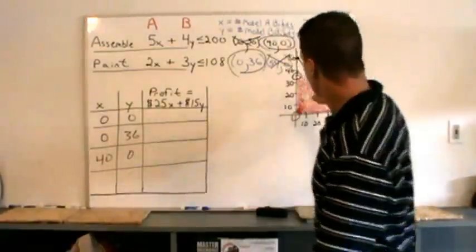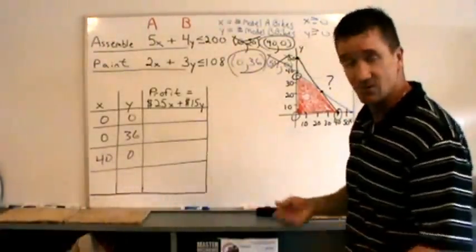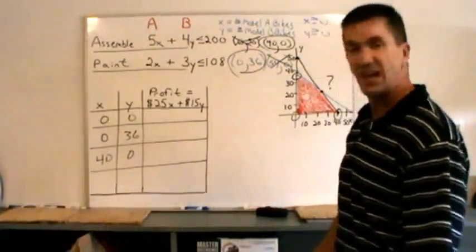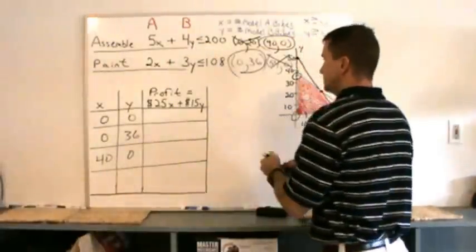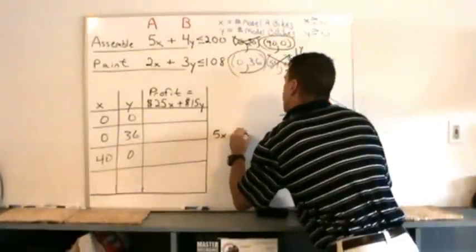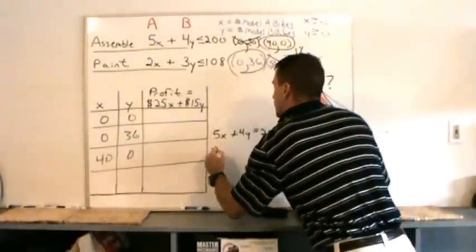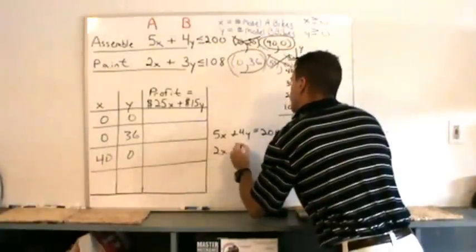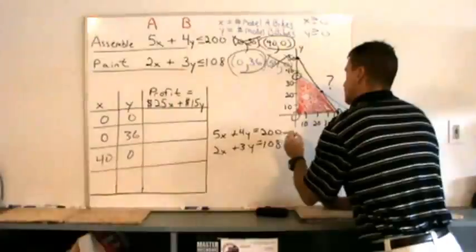Now, lastly, let's get that point right there. Where do the two lines intersect? We can do the substitution method, or we can use the elimination method. I'm going to use the elimination method. I'm going to make these two equal signs, and we're going to solve this. We've got 5x plus 4y equals 200, and 2x plus 3y equals 108.